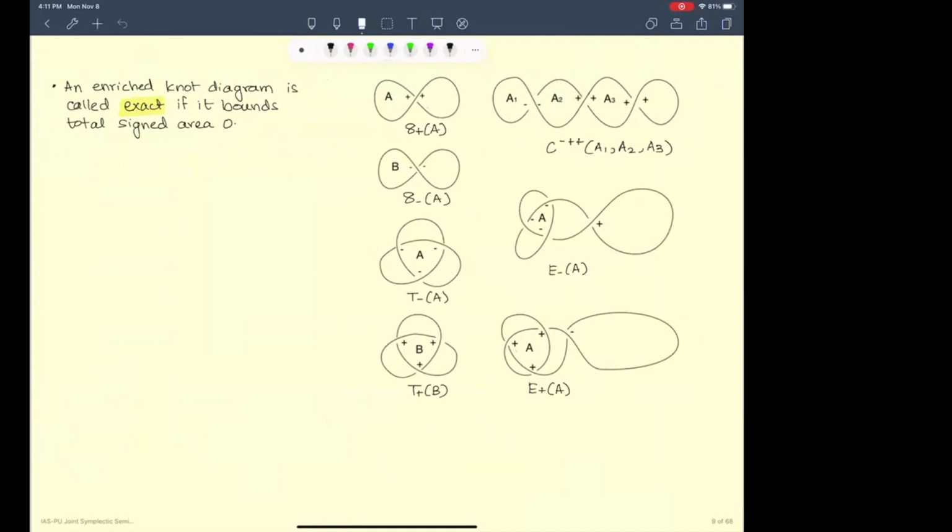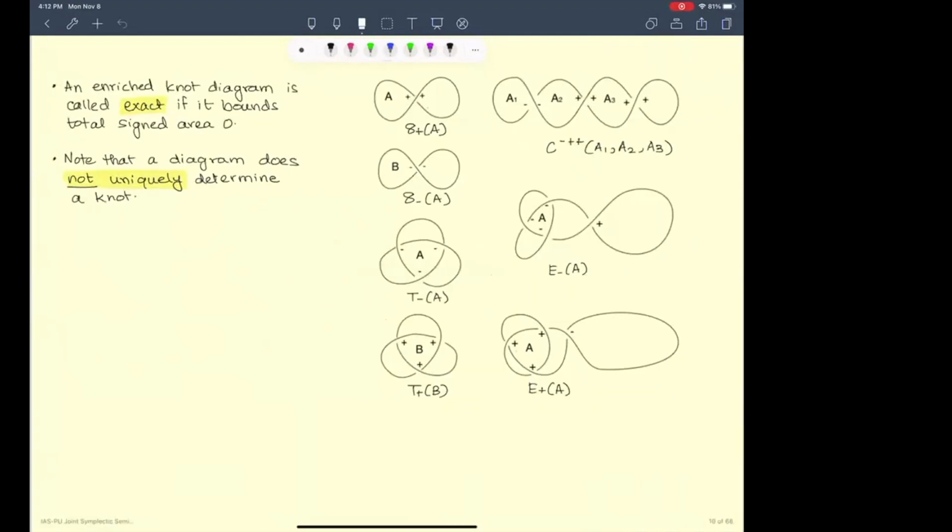A technical term: I call an enriched knot diagram exact if the total signed area is zero. If I go around like this, I take positive; when I go in the other direction, I take negative. You could also think of it as the integral of x dy along this curve. If it's 0, I call it exact. Otherwise, it's not. So in this picture, these trefoils are not exact. But if I add a giant loop on this side to the trefoil, I can make it exact. We'll be considering both of these, and those things on top are exact.